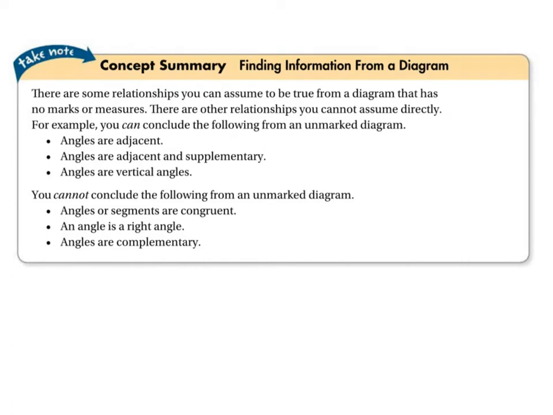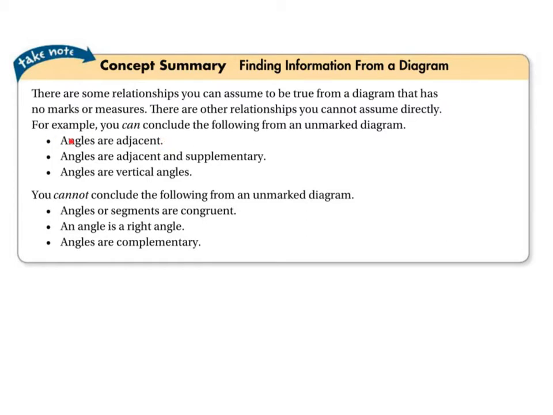Now, there are certain things that we can assume to be true and things we can't assume to be true in geometry. If an angle looks like it's 90 degrees, we're not allowed to assume that it's 90. We need to see some indication, including the little right angle box at the corner of the angle, that it truly is a 90-degree angle. Some things you can assume. Here are some things that you can conclude to be true just by looking at it.